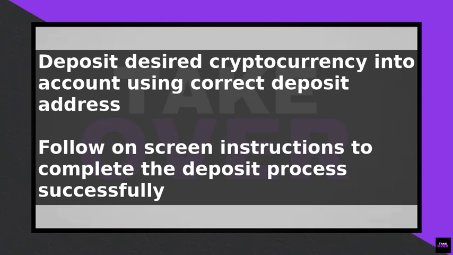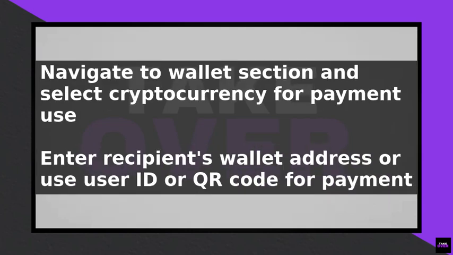Once your account is funded, navigate to the Binance Wallet section and select the cryptocurrency you want to use for payment. Click on the Withdraw button and enter the recipient's wallet address. You can also use the recipient's Binance user ID or QR code to simplify the process.